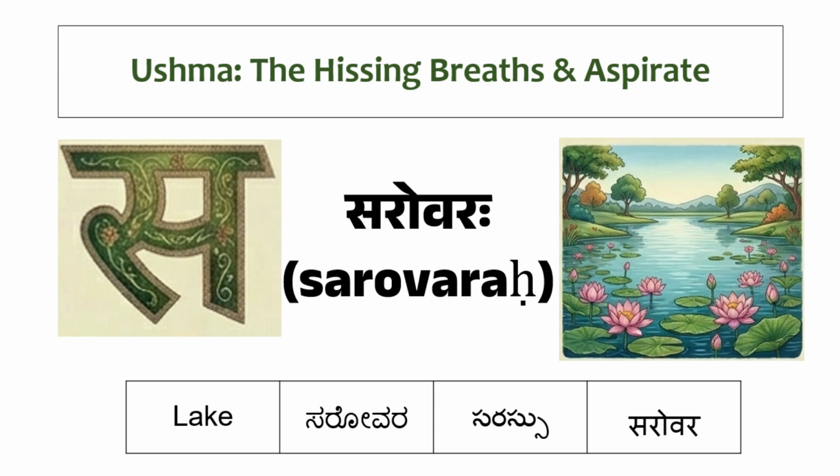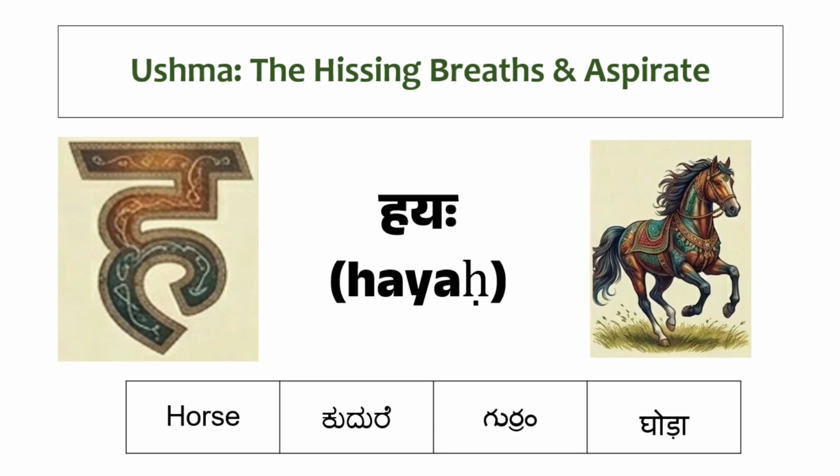Sa, sarovaraha, which means in English lake. In Kannada sarovara, in Telugu sarassu, in Hindi sarovar. Ha, hayaha, which means in English horse. In Kannada kudure, in Telugu gurram, in Hindi goda.